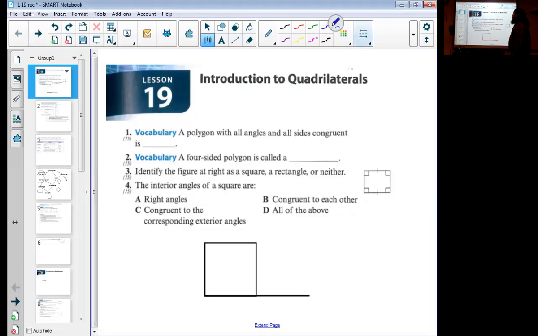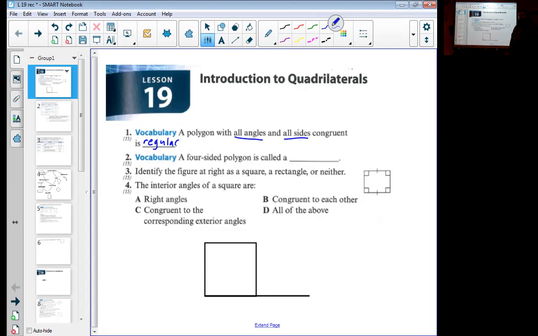a polygon with all angles and all sides congruent is, so all angles, if you remember that from previous times, is equiangular. And all sides is equilateral. So if we have something that is both equiangular and equilateral, that means that it is a regular polygon.